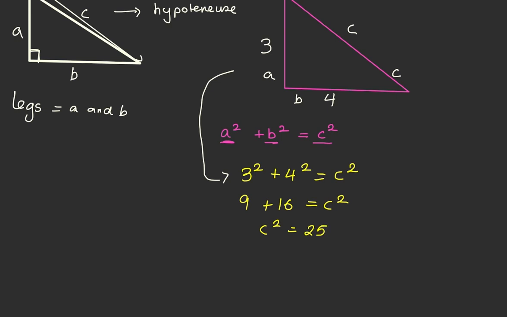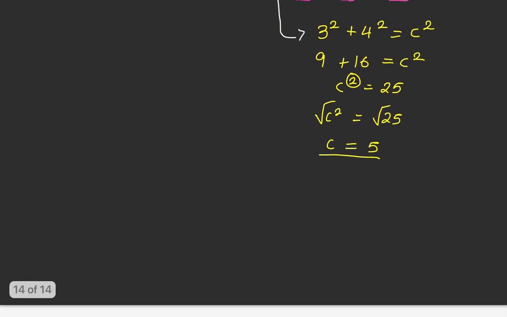Now the reciprocal or the opposite of squaring is the root. So to get rid of this, we have to root both sides. So that's root c squared is equal to root 25. So then we have c is equal to 5. Oh, that's perfect. We found the missing value of c. Let's do one more last example.